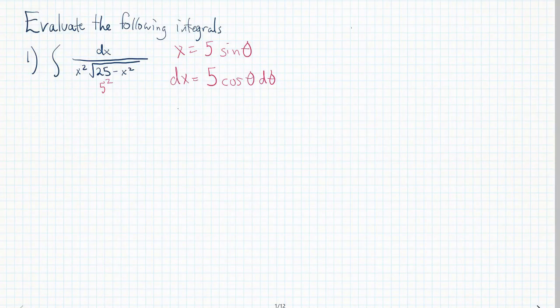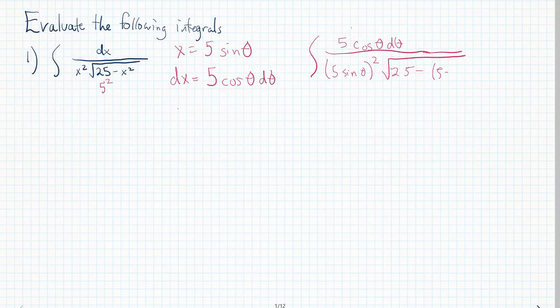What happens? Well, we can rewrite this integral. What this integral becomes is the integral of dx, which is 5 cosine theta d theta. And down below, what do we have? Well, x squared is going to be 5 sine theta, the quantity squared. And then we have the square root of 25 minus 5 sine theta, the quantity squared again.